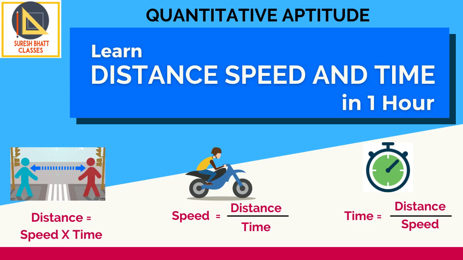Quantitative aptitude video on speed, distance and time. In every competitive exam like bank PO, CAT, GRE and other employment exams and placement interviews, 4 to 5 questions on speed, distance and time are asked. We are going to cover the complete topic with basic formulas, types of questions asked, and shortcuts and tricks to solve these questions. Let us start the topic speed, distance and time.